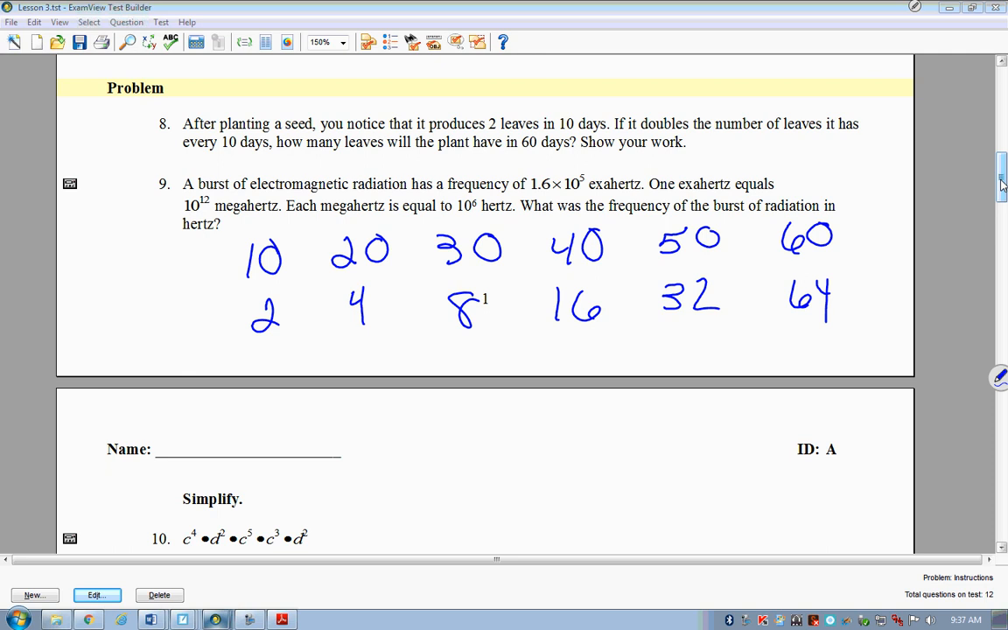Now, there is a mathematically quicker way to solve this if we understand that basically what we're saying is that there are 1, 2, 3, 4, 5, 6 sets, right? And we're starting with 2, so we're going to go 2 to the 6th. What is 2 to the 6th? 64. Okay? All right. All right, let's look at number 9.